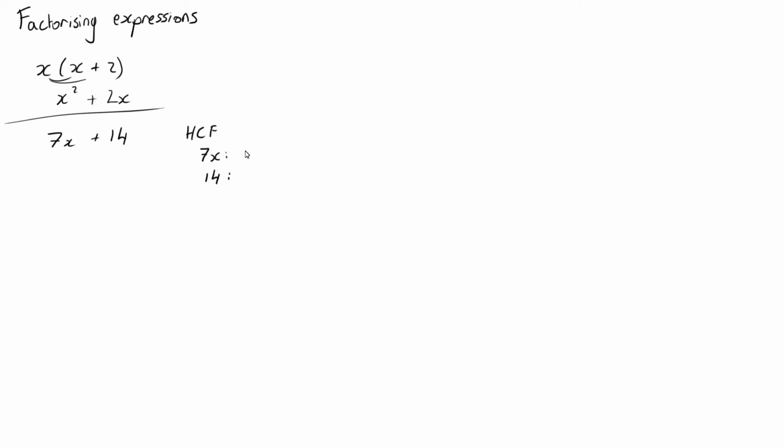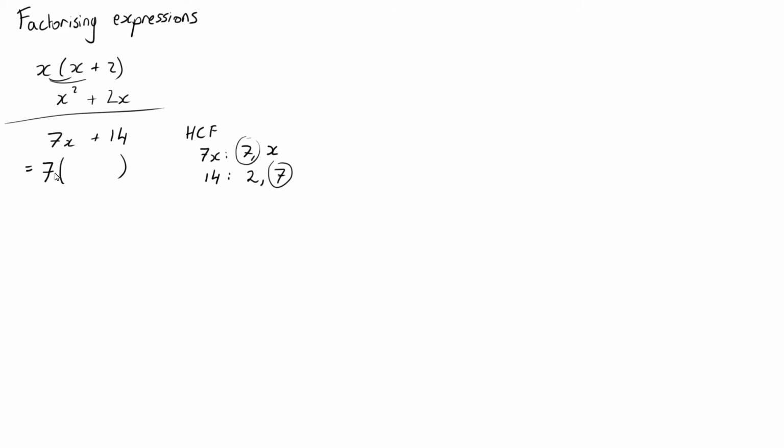Well, the factors of 7x are 7 and x. There's not many there. The factors of 14, technically speaking, we've got 1 and 14, which doesn't really help us too much. So just think of the ones that don't include 1. So 2 and 7 are the only two factors. From this list, you can identify which one's the highest number in both. In this case it's a 7. So that is our factor that we are going to multiply outside the brackets.